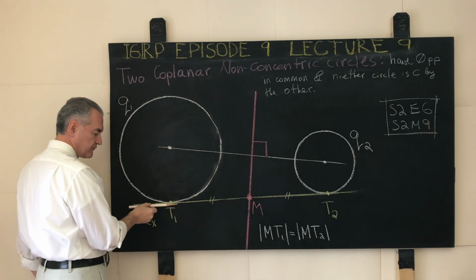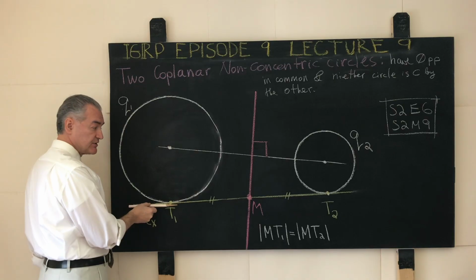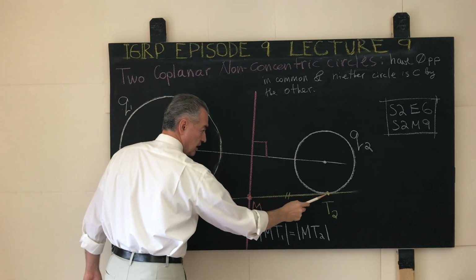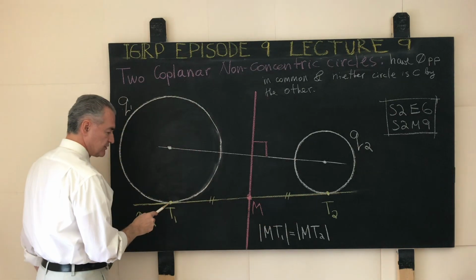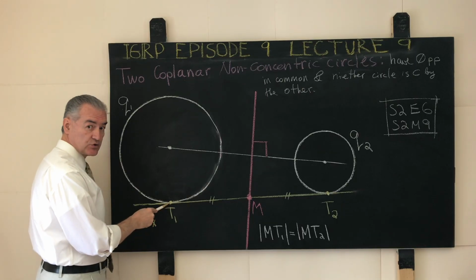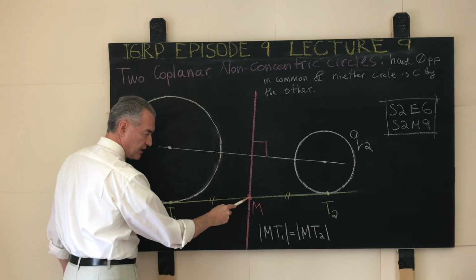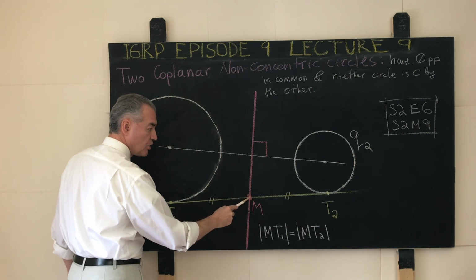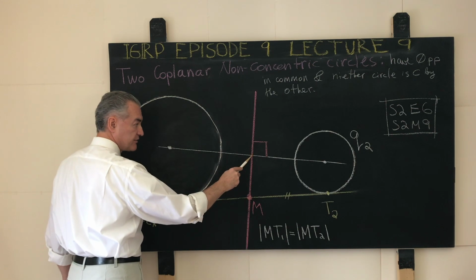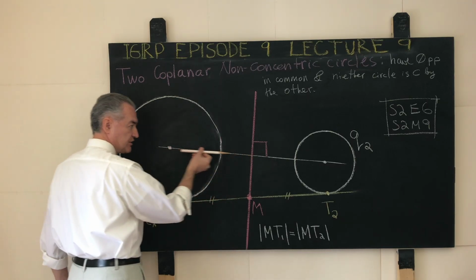Construct one external tangent that is common to both circles. Obtain the points T2 and T1 where this tangent touches our circles, cut that tangent in half, obtain the point M, and construct a straight line through the point M that is orthogonal or perpendicular to the line of centers.